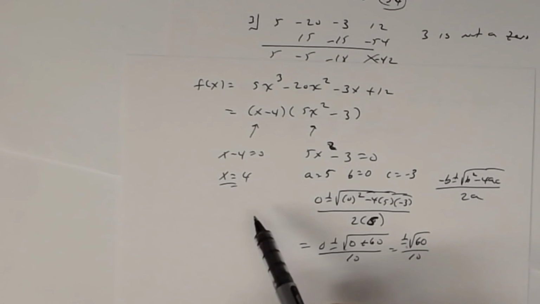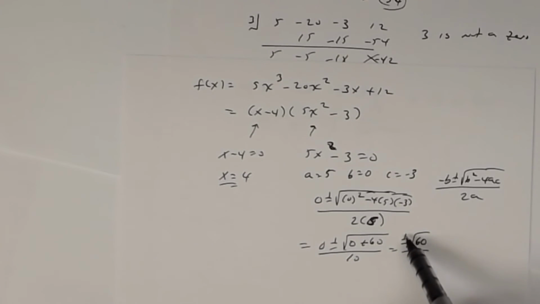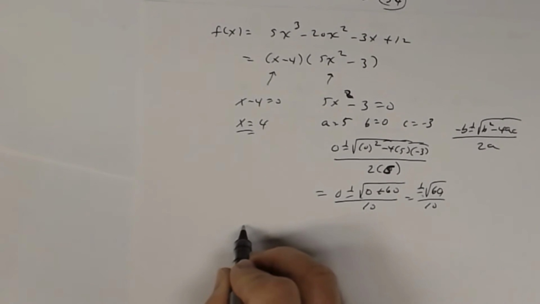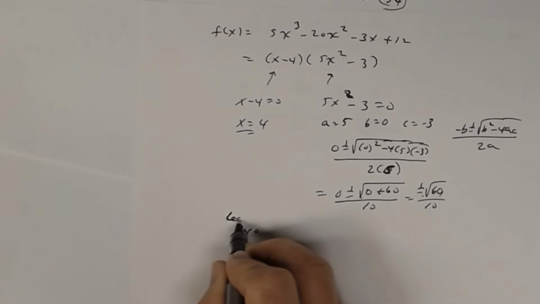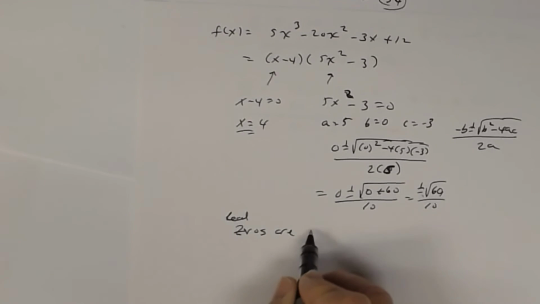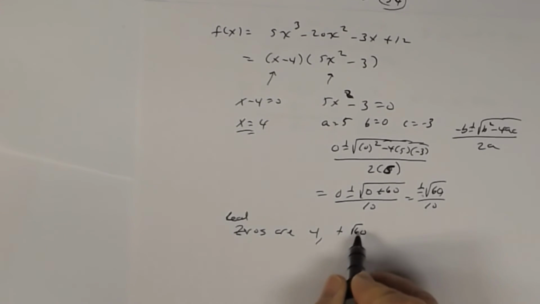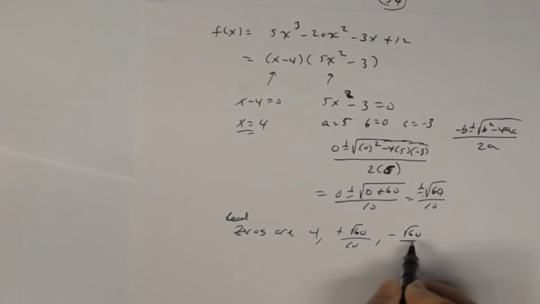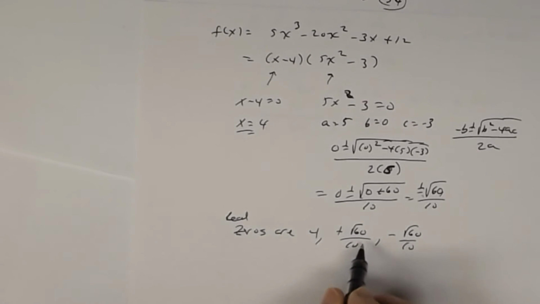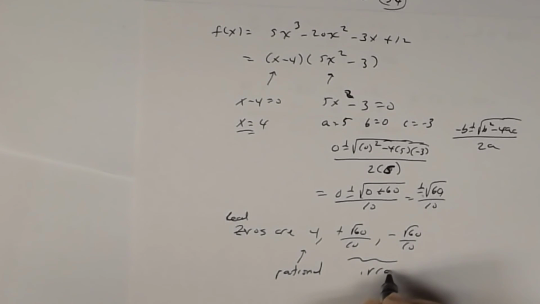Let me just say this. So the real zeros are 4, the square root of 60 over 10, and the negative square root of 60 over 10, right? So you see you have 3 different zeros. This one's rational, and these are irrational. Okay? So these are my real zeros. My real zeros are these 3. I have a rational and 2 irrational.